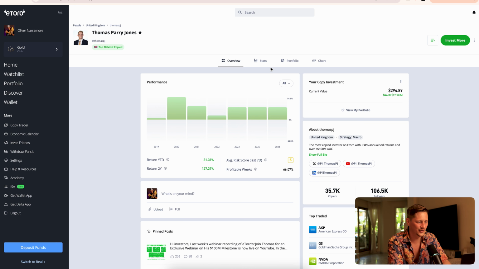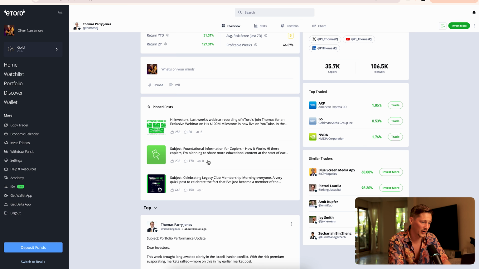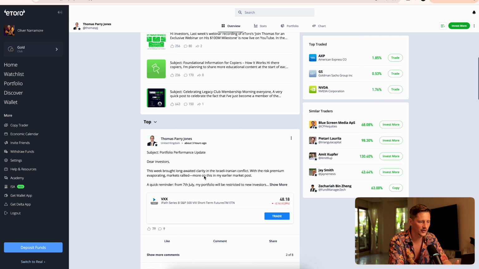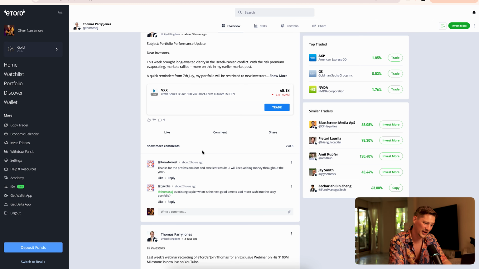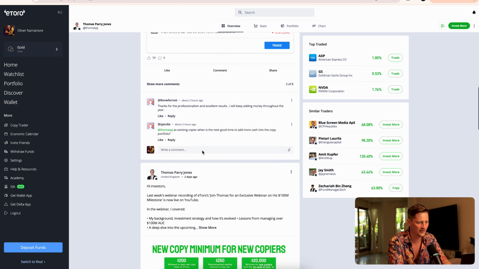Now, coming back to Thomas's profile, you can see here as well, you've got a lot of pinned posts from him. So you can have a little look through these, have a read about what he's been talking about recently. You've then got the news feed as well. And a lot of the top popular investors will post quite often. So you can have an understanding of what they're talking about, what they're seeing happening in the market, which is great. There's a lot of visibility there as well.